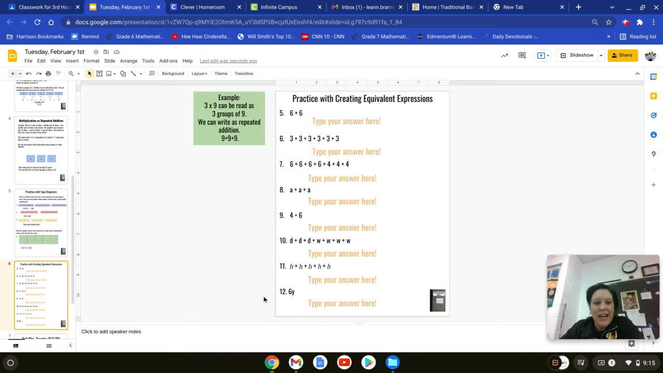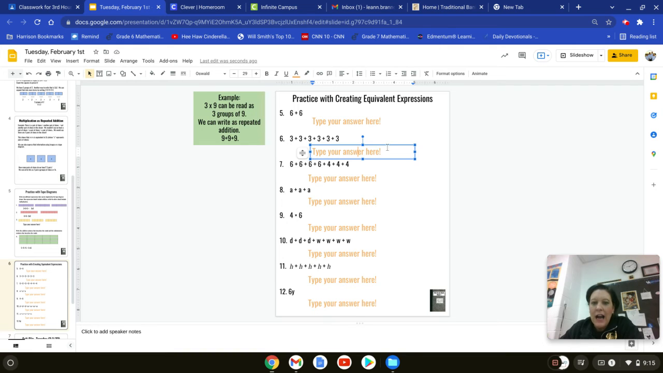So then on the last page, you have some examples. 3 times 9 can be read as 3 groups of 9, and it's repeated addition, 9 plus 9 plus 9. So this one, I don't want the answers. I want you to show me the equivalent expression. What would that look like as multiplication? So here we have repeated addition. 1, 2, 3, 4, 5, 6. So you have 6 groups of 3, so that's 6 times 3.